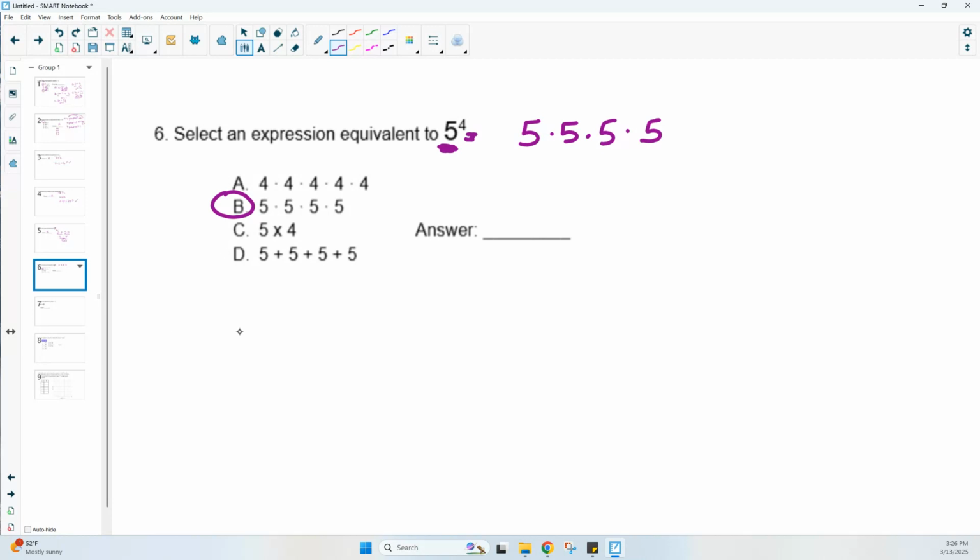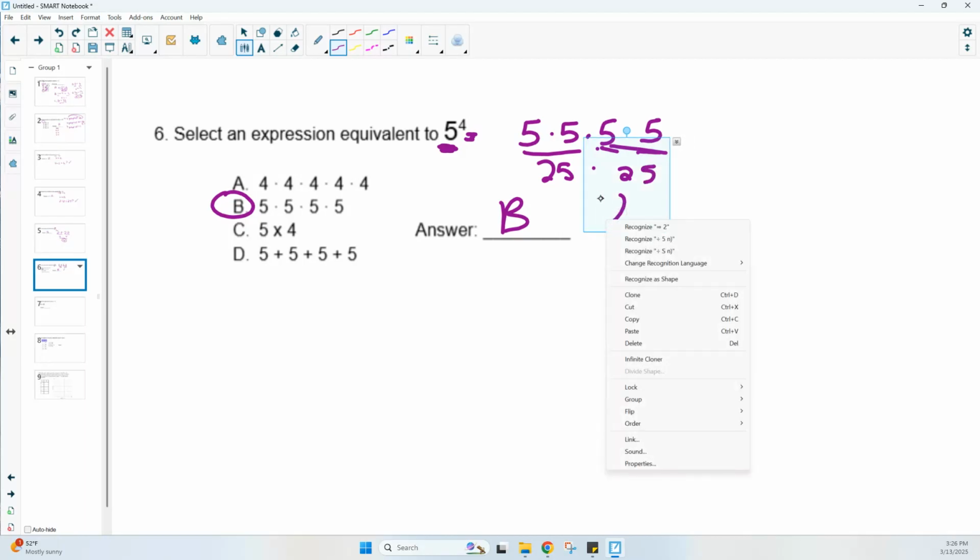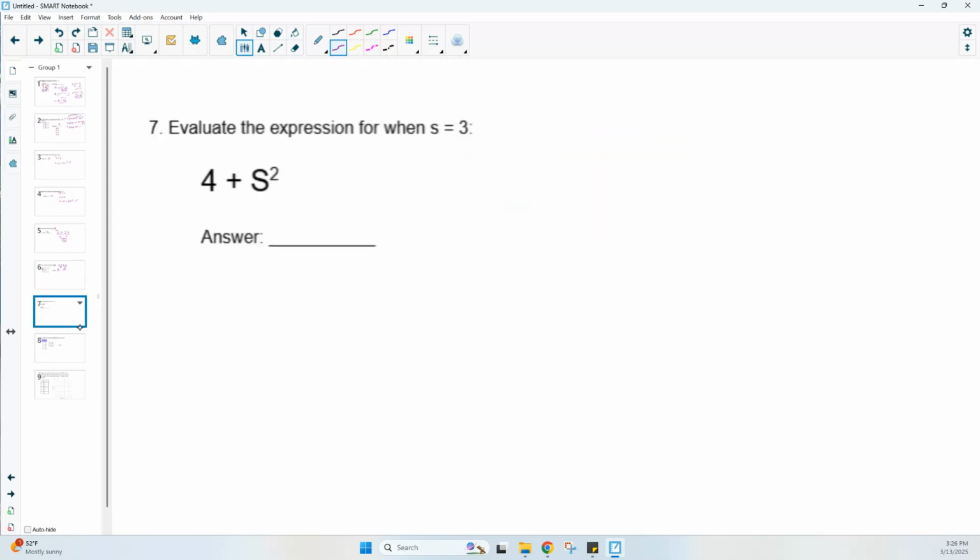All right, let's keep going. If I solve this out, it would actually be 625 because that 5 times 5 would be 25. This 5 times 5 would be 25. And then 25 times 25 is 625. But again, it's just asking what would the multiplication sentence be. All right, let's move along.